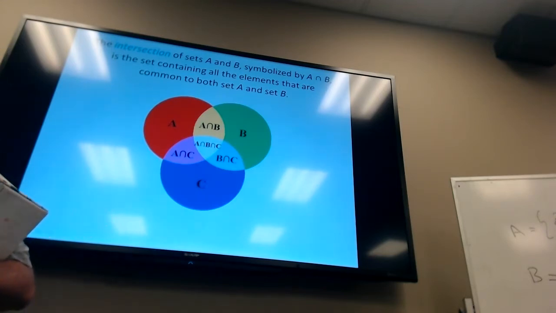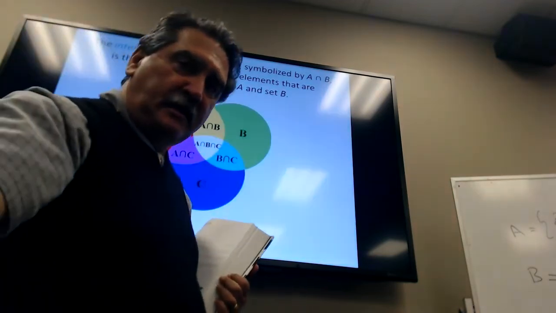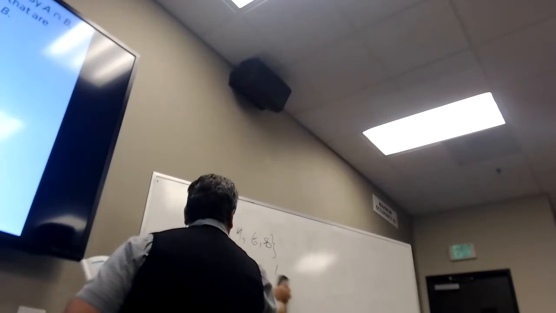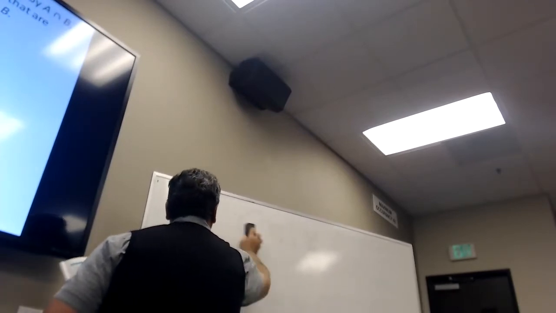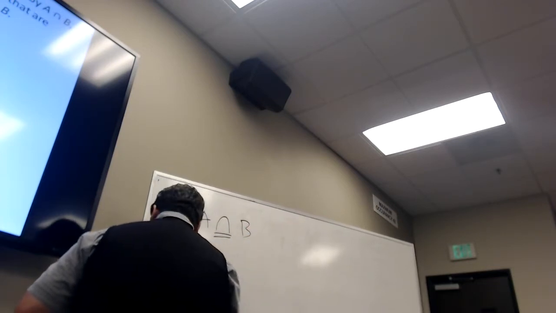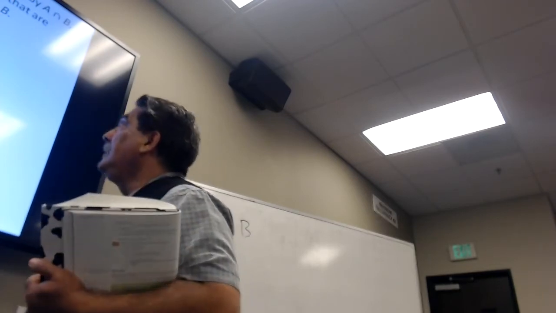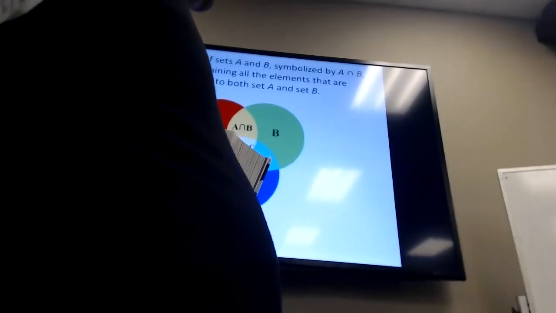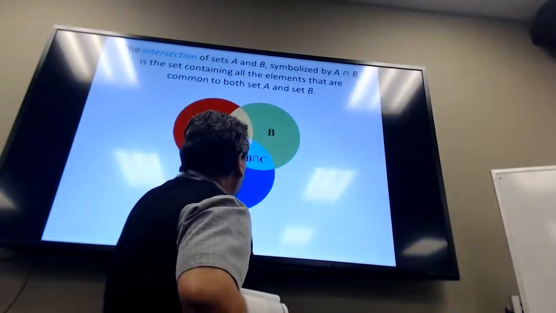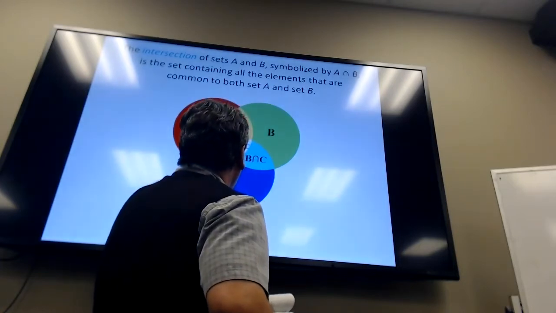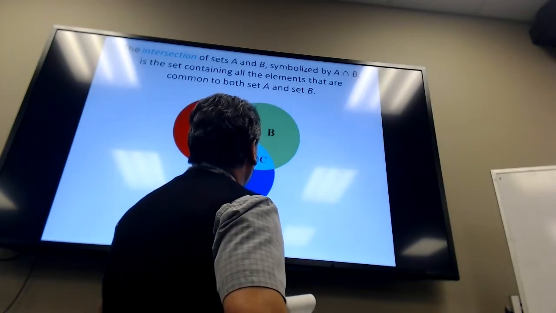The intersection of the sets A and B is symbolized by this sign. You have these, of course, in the PowerPoint. Please follow these lectures in the PowerPoint. You have A, and you have this symbol, then you're talking about the intersection of A and B. Here you can see in your PowerPoint the intersection of A and B right there, that yellow part. The intersection of sets A, B, and C is this white part. Only A and C, the purple. B and C, the blue one.